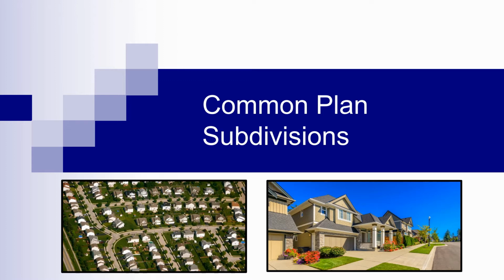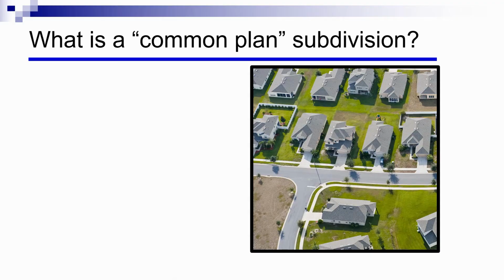So now we're going to spend the rest of this video talking about common plan subdivisions. A subdivision, of course, normally is residential. It's a group of houses. It could be townhouses or row houses. It could even be a condominium. But either way, a common plan subdivision has certain specific benefits that are useful in covenant law. And we're going to explore those benefits and see why common plan subdivisions are often helpful to plaintiffs who want to enforce covenants.